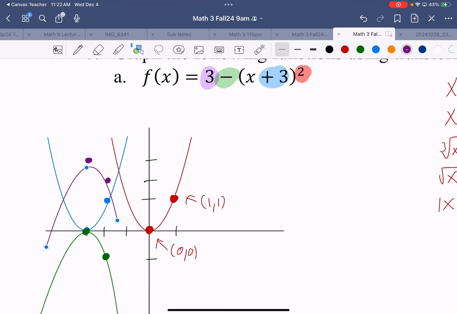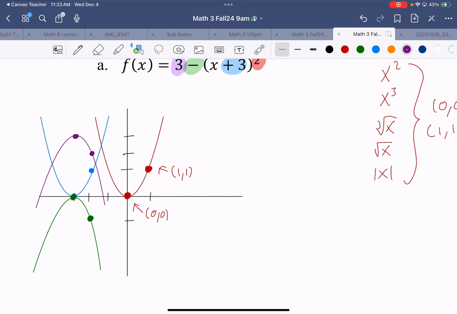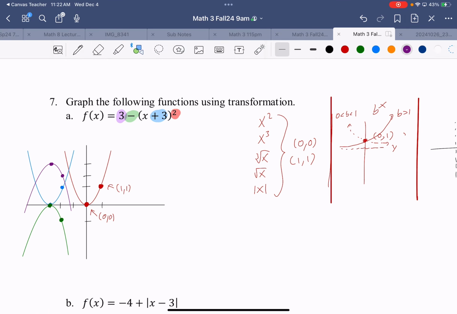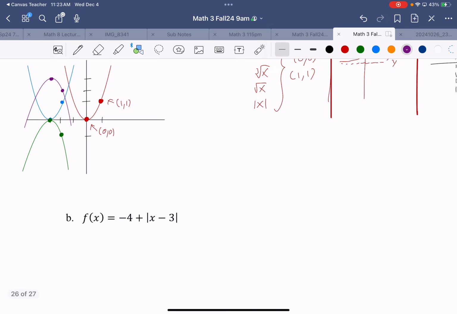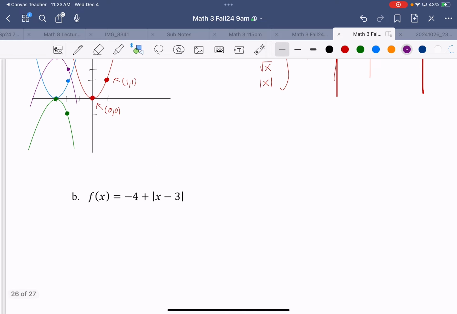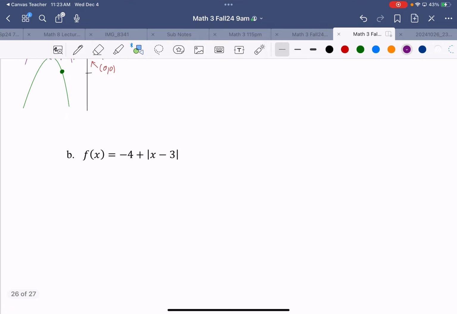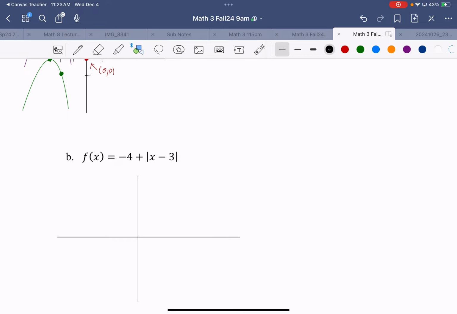But here we go. There's our graph, moved up by 3. And it doesn't have to be perfect, but at least we can move those points around. So, and here we go, absolute value. Same exact thing, right? Here, here. They share those points again.